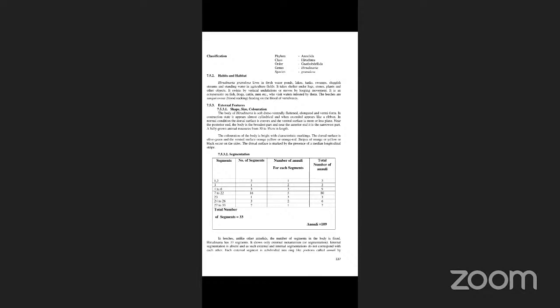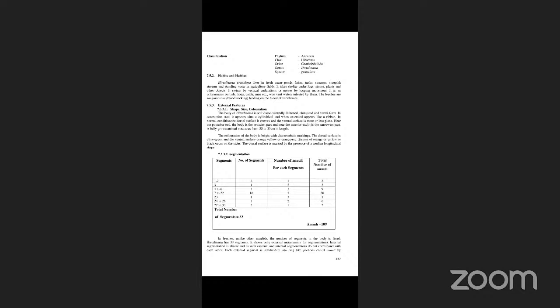The body of Hirudinaria is soft, dorsoventrally flattened, elongated, and vermiform. It is like a worm. In the contracted state, it is cylindrical in shape with an extended appearance like a ribbon. But in normal condition, without contraction, the dorsal surface is convex and the ventral surface is more or less plain. Near the posterior end of the body it is broad, and the anterior end is narrow.